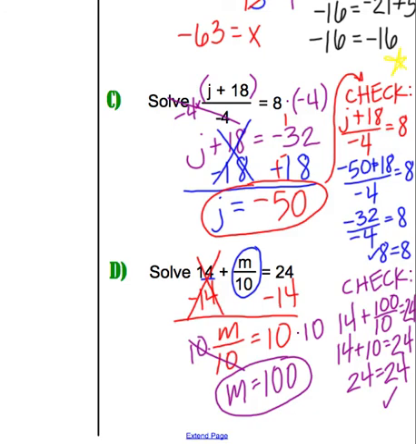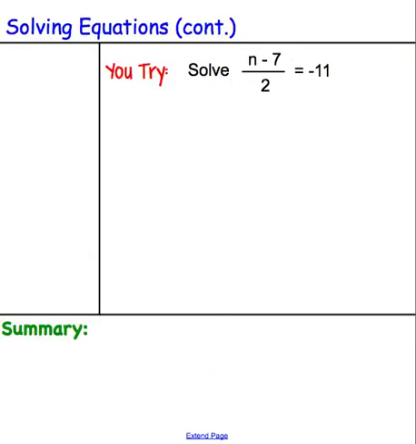Now, your job is going to be to complete your summary, as well as complete the U-try and bring it to class with you tomorrow. Please make sure you solve n minus 7 all over 2 equal to negative 11.